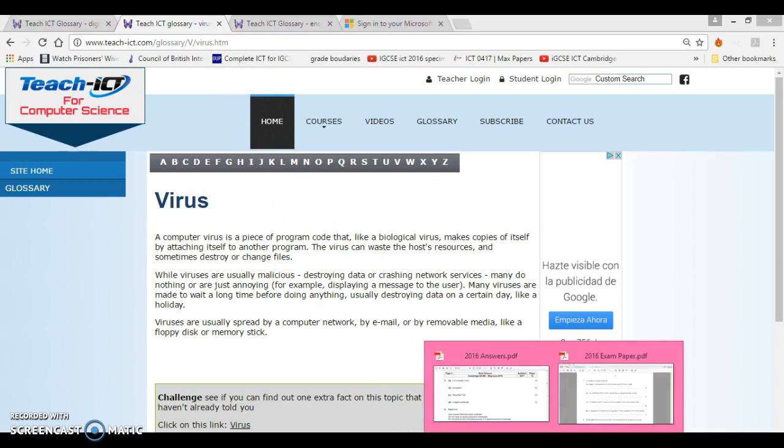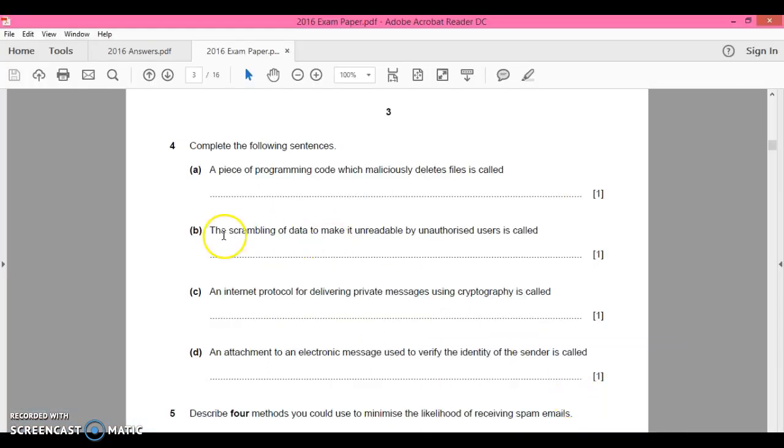Now, the next one. Right, the scrambling of data to make it unreadable by unauthorized users. So, these are the two words we're looking for: the scrambling of data, unreadable by unauthorized users. Okay? Now, what this means is, try and think about this. What pages do you want other users or hackers not to see?